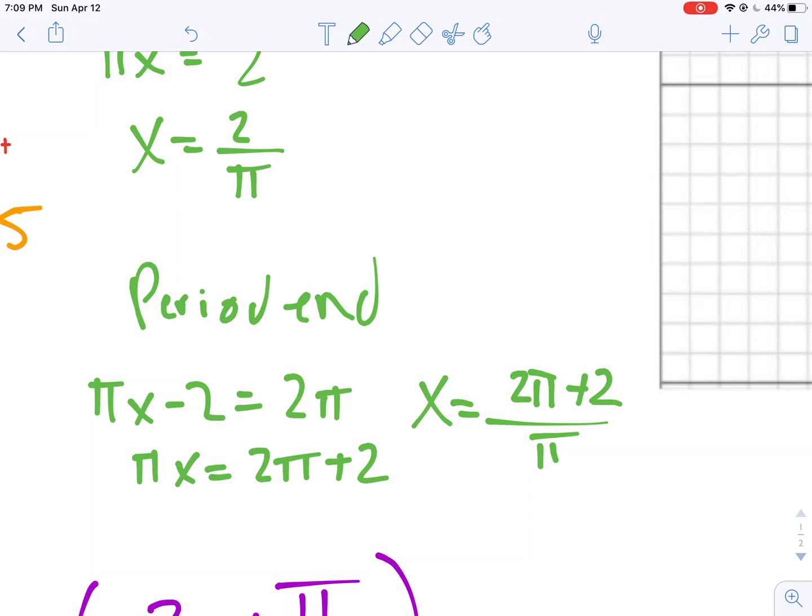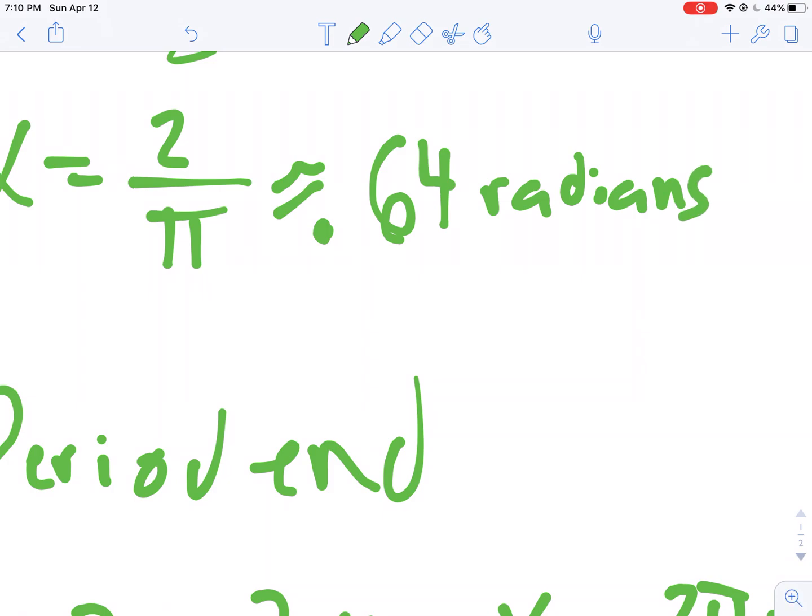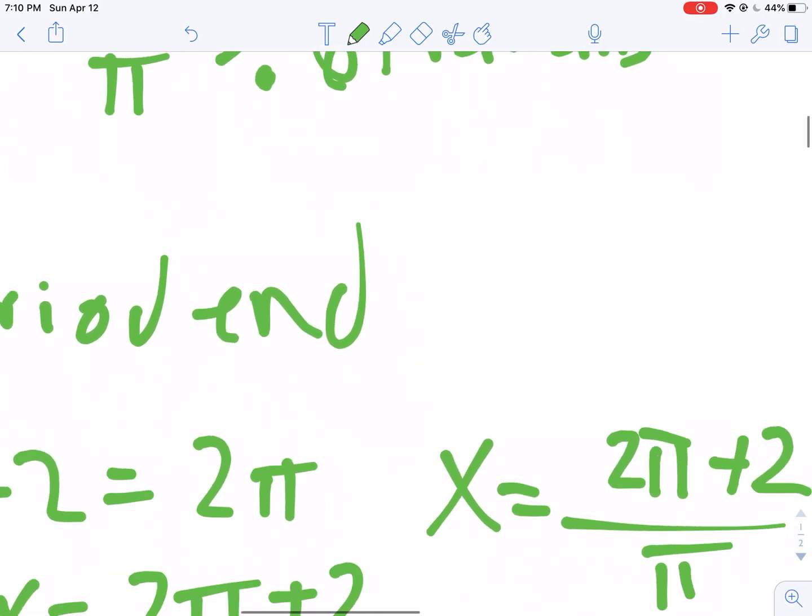I'm going to do some rough estimations here. I've got 2 divided by 3.14. So this is roughly 0.64 radians. If you think about the fact that pi over 4 radians is about 0.75, this is going to happen a little bit before that, so I'm going to go off these estimations here.